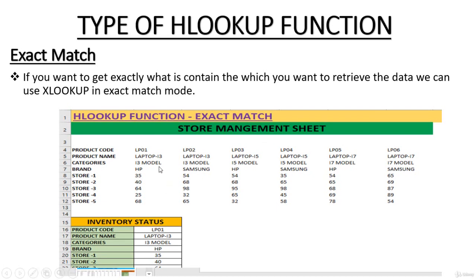For example, if you enter the product code in this cell, the product name, category, brand, and the laptops available in store 1, 2, 3, 4, 5 should be retrieved. What is contained in the cell should be retrieved here. It means exactly what is contained in the cell should be retrieved to this chart. That is called exact match.